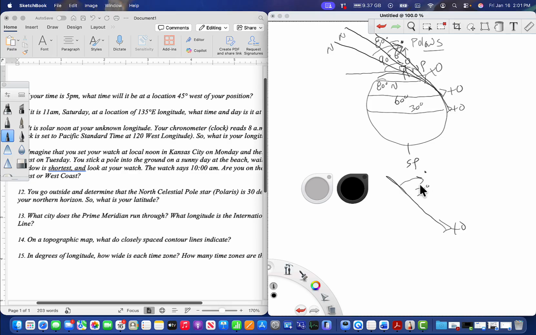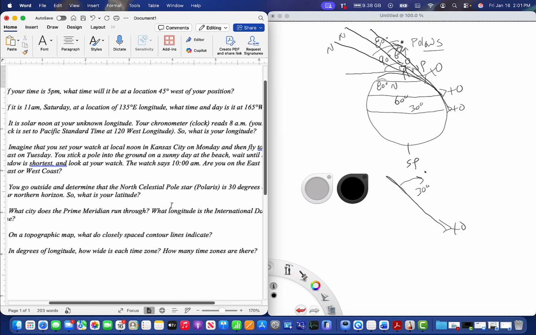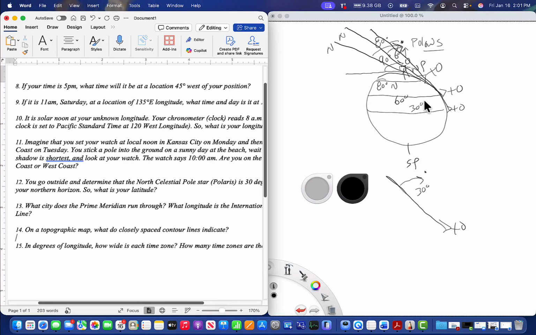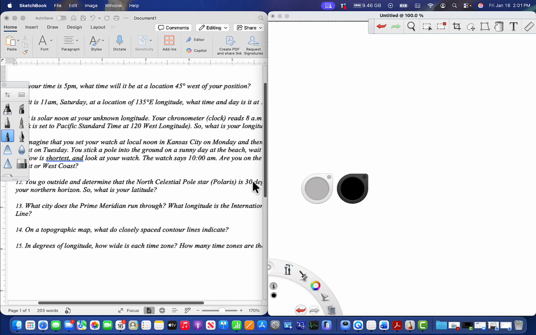Again, the angle that the North Celestial Pole Star makes with your northern horizon is your latitude. So if you go outside and the North Celestial Pole Star is 30 degrees above your northern horizon, your latitude is 30 degrees. Simple as that. Okay? All right, next question.